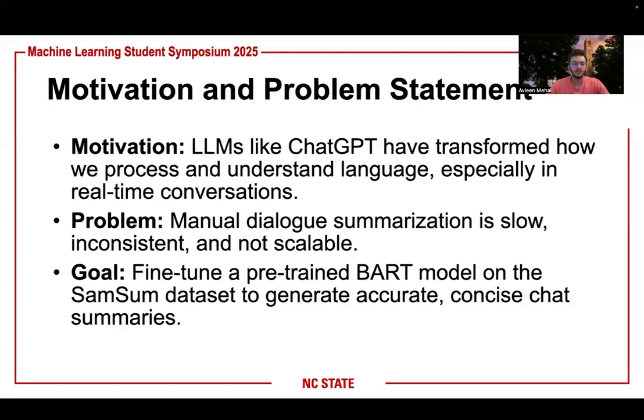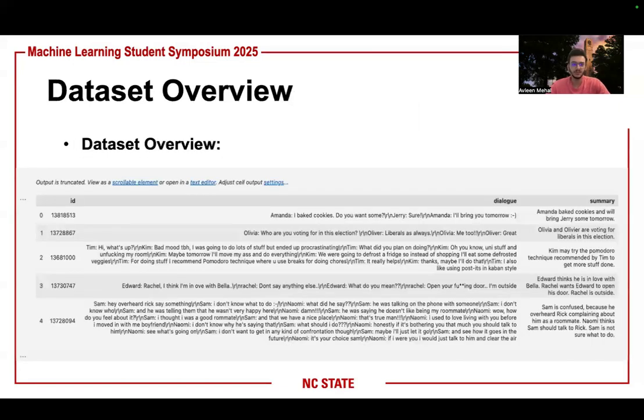Motivation and the problem statement. So the motivation around our problem was that LLMs like ChatGPT have transformed how we process and understand language, especially in real-time conversation. So we want to have a tool that summarizes dialogues, because manually summarizing them is currently very slow and inconsistent. So our goal was to fine-tune a pre-trained BART model on the Samsung dataset to generate accurate and concise chat summaries.